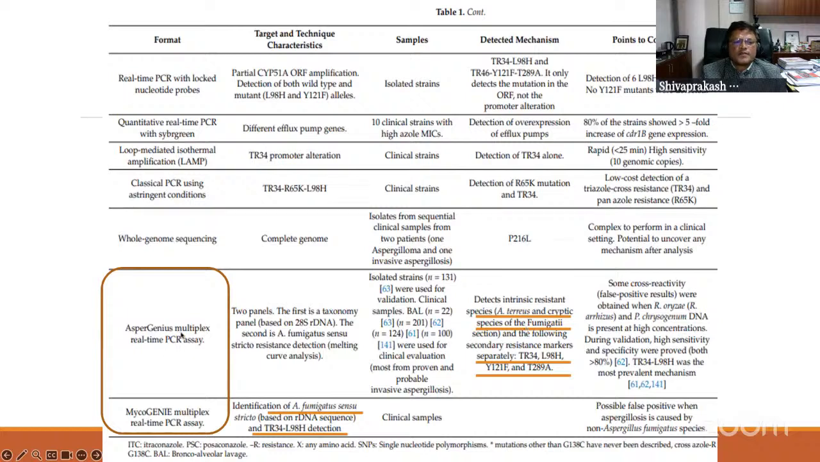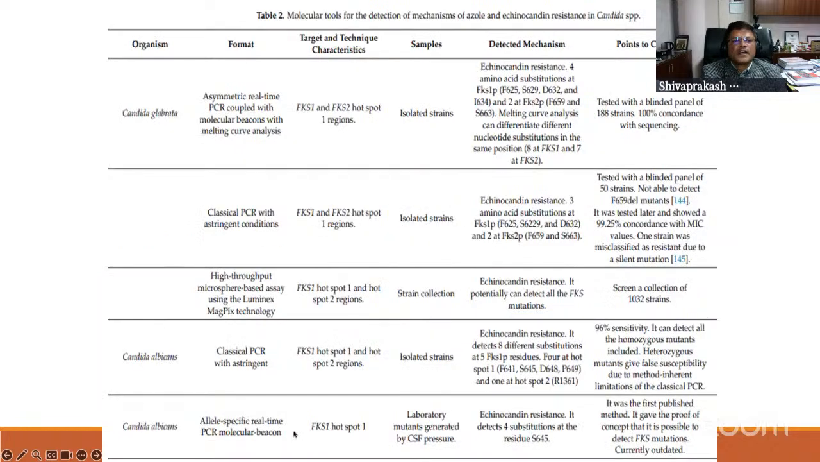For example, with the Aspergillus multiplex kit, you can see here it can detect intrinsic resistance, all these particular resistances or mutations, just by doing a real-time PCR. So, MycoGENIE can also detect resistance. For example, Aspergillus fumigatus resistance can be detected.